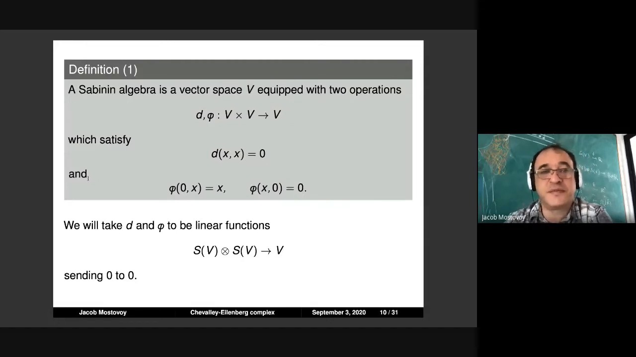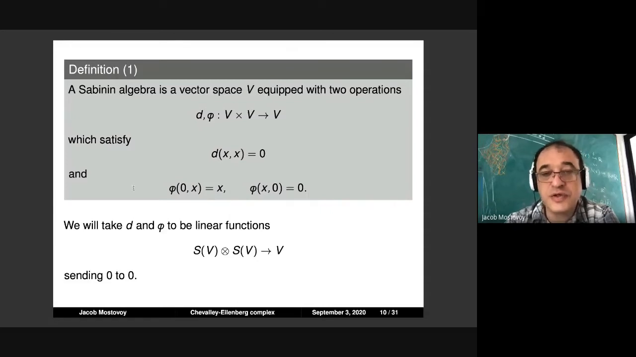So in order to obtain... well, I'm not going to tell you how these operations are obtained. It's a geometric procedure which is quite similar to what is done for a Lie algebra. It basically comes from the fact that structure constants for a Sabinin algebra are not constants anymore. They are functions, and these functions give rise to these two operations.